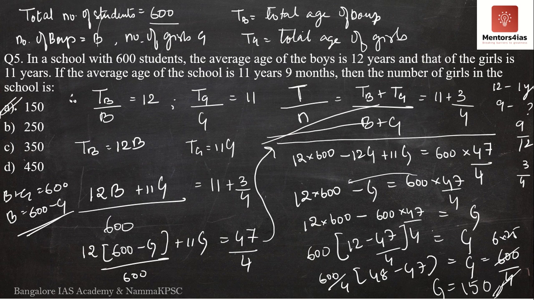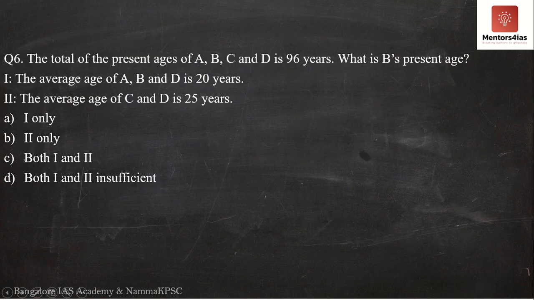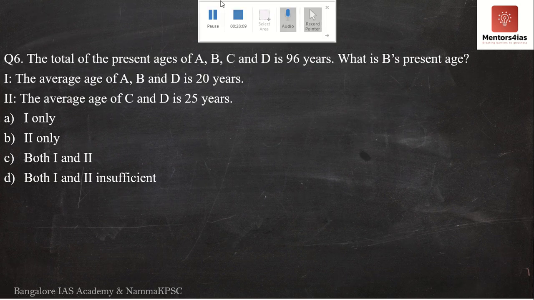Therefore, the correct option is option A. The number of girls in the school is 150. I hope you've understood this question. If you've understood this, let us move on to the next question. That is question number 6.